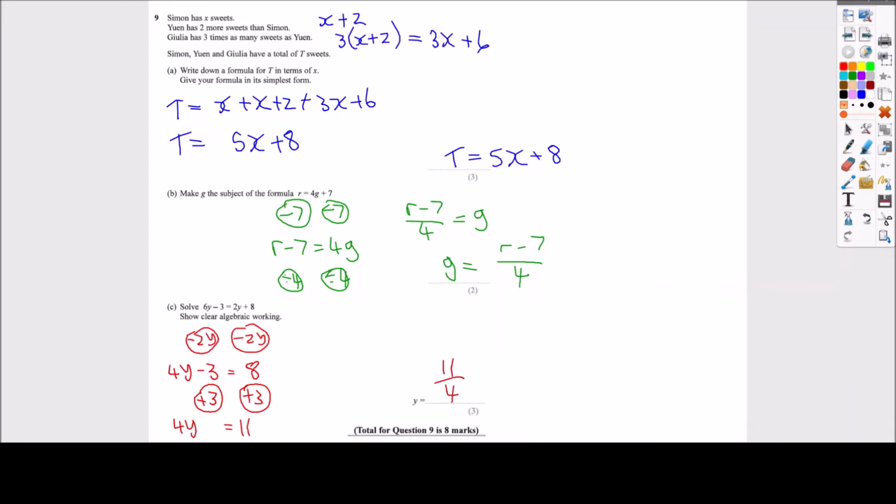Now that will be fine for full marks. If you wanted to, you could make it a mixed number, which is going to be 2 3/4. Or if you like, you could make it 2.75. But neither of those are necessary. The improper answer, 11 over 4, will be absolutely fine for full marks.